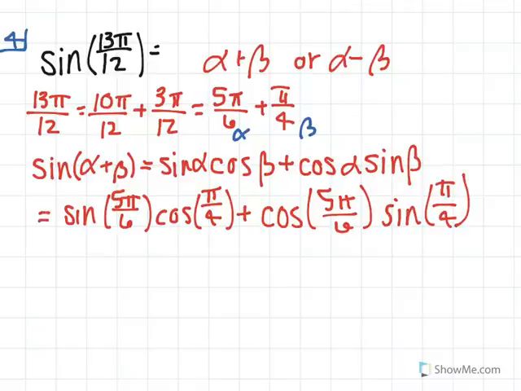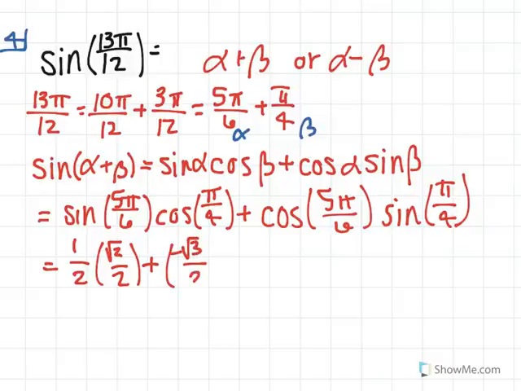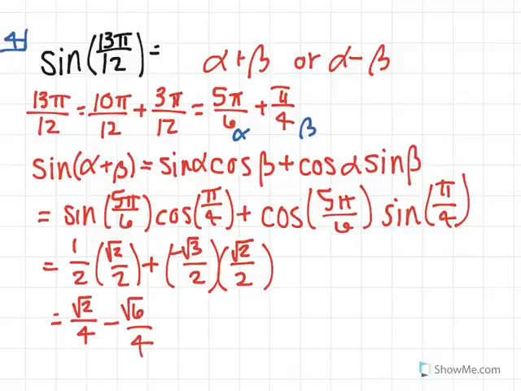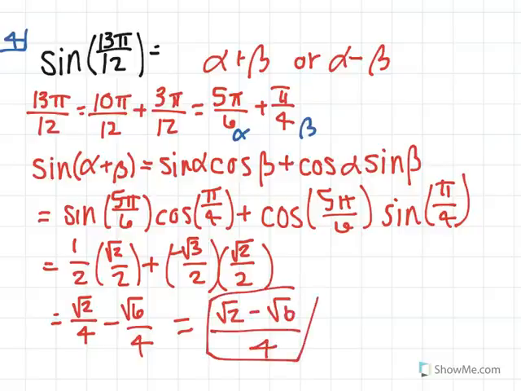We know our exact values for all of those, so it would be 1/2 times root 2 over 2 plus negative root 3 over 2 times root 2 over 2. So if we were to multiply that out, we'd have root 2 over 4 minus root 6 over 4, which equals root 2 minus root 6 divided by 4, and that is our final answer.